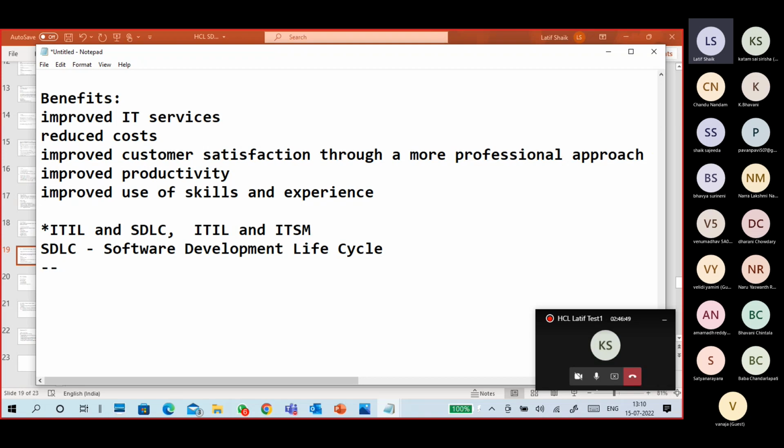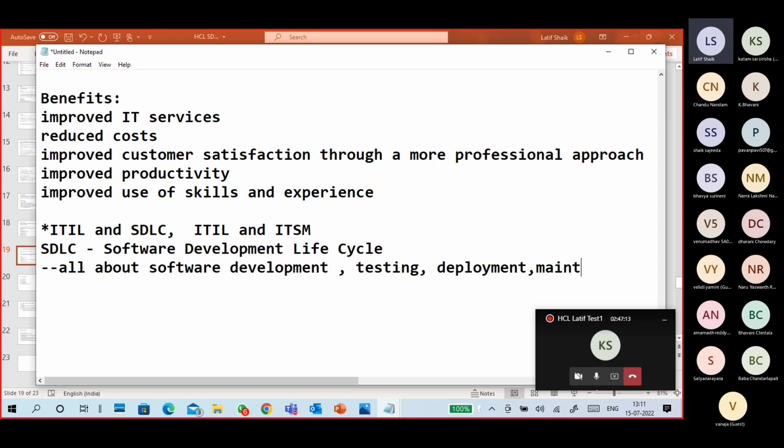SDLC is all about software development, before deployment: development, testing, deployment, maintain, kind of stuff. Of course, there are a few more things before you develop. Okay, so it's all about development.